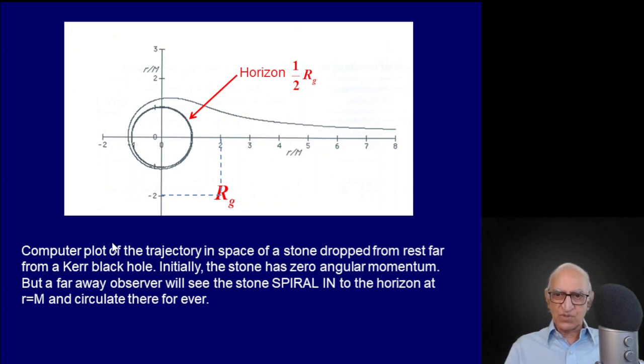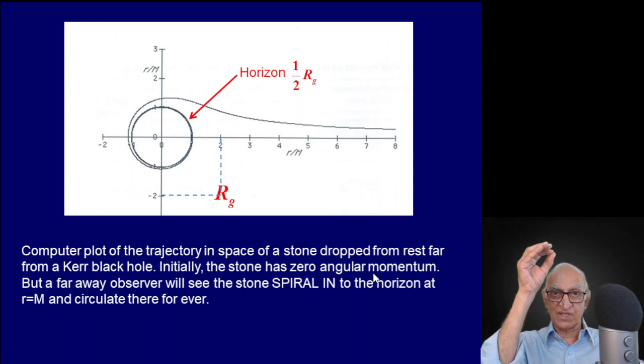So this is a computer plot. Let me read it out. It's a computer plot of the trajectory in space of a stone dropped from rest at far distance from a Kerr black hole, a rotating black hole. Initially, the stone has zero angular momentum. It is falling radially towards the rotating black hole. It has no angular momentum.